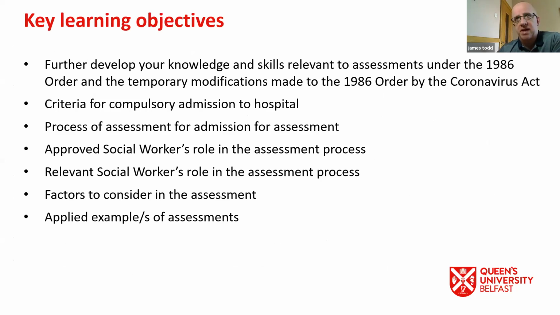What we want you to get out of this is basically to develop more knowledge and skills that you'll need to undertake the assessment, but also to start thinking more practically about what the criteria are for the compulsory admission of somebody to hospital, and then the actual process of doing that. The approved social worker's role within the assessment process is crucial, and you'll be mirroring that role pretty much exactly, with a couple of changes, mostly to do with the nearest relative objections. And then other factors that you'll want to consider in the assessment process as well. Now, we'll take a brief break after this session, and then we'll look at the applied examples, just to give you an idea of how that works through.